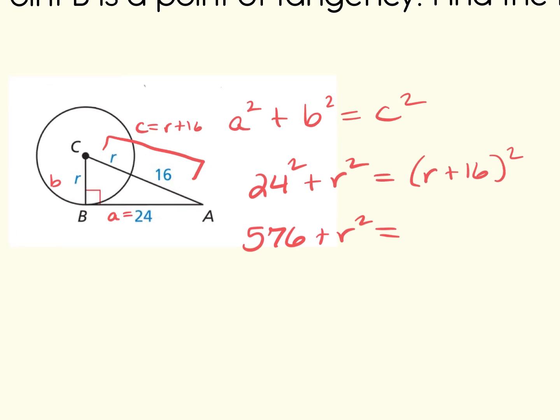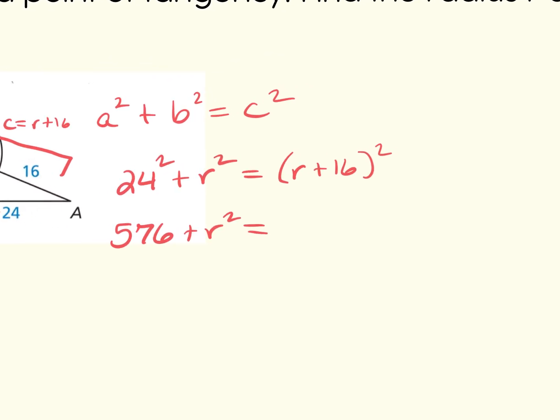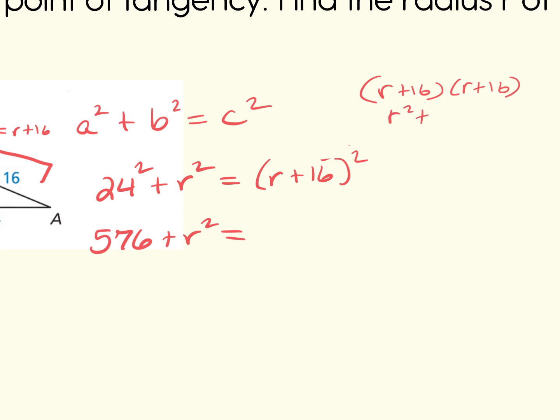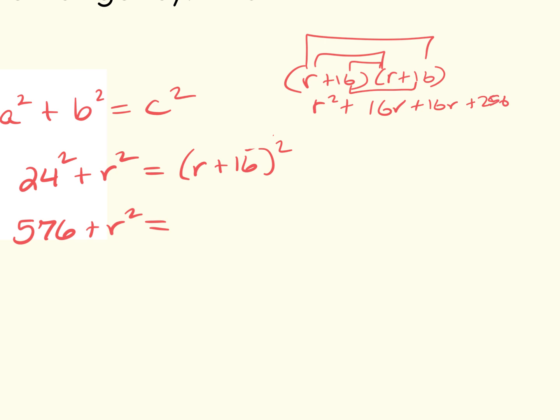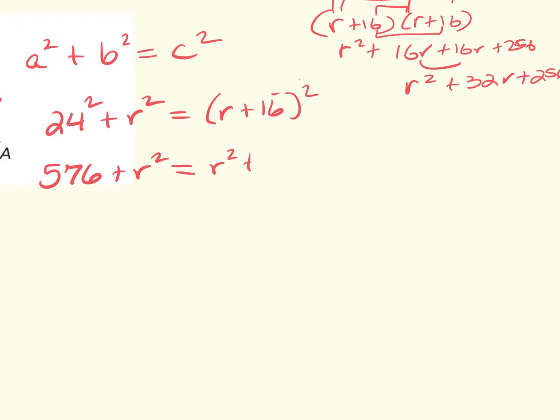And then now we're going to use our foiling skills. Do not just distribute and square the R and square the 16. You will get this problem wrong. So what you have to do is take the R plus 16, write it down twice, and FOIL it. So we get R squared for first. Outer gives me 16R. Inside gives me 16R. And then last, 16 times 16 is 256. So now I'll add my middle terms, and I get 32R plus 256. So now that is what is going to go here.